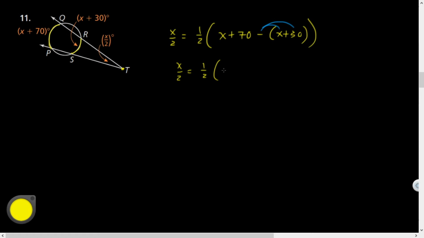And I'm going to get 1/2 of x plus 70 minus x and minus 30. So that's going to equal 1/2 of x minus x. Oh, hey, wow, that just zeroed out right there. And 70 minus 30 is 40. So x over 2. I saw some people multiply both sides by 2 here, which I thought was a great strategy. But even if you didn't notice that, half of 40 is 20. And then you'd multiply both sides by 2 anyway, and you get x equals 40 degrees.